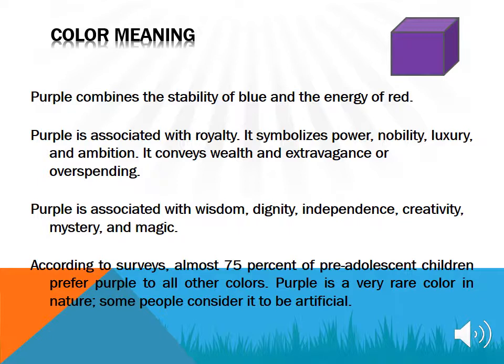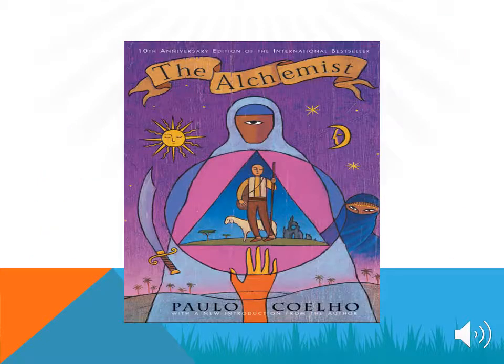According to surveys, almost 75% of pre-adolescent children prefer purple to all other colors. Purple is a very rare color in nature. Some people consider it to be artificial.